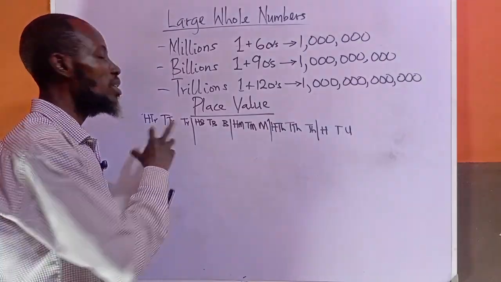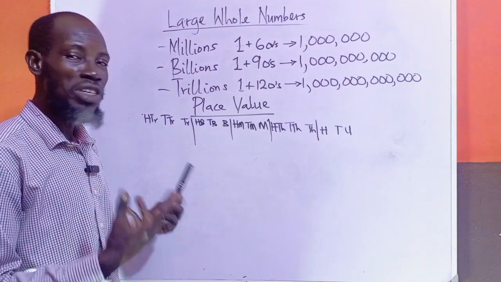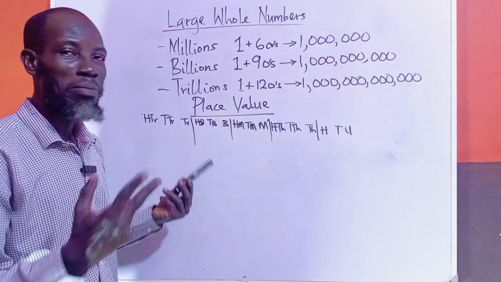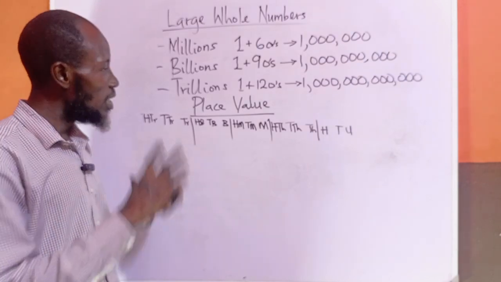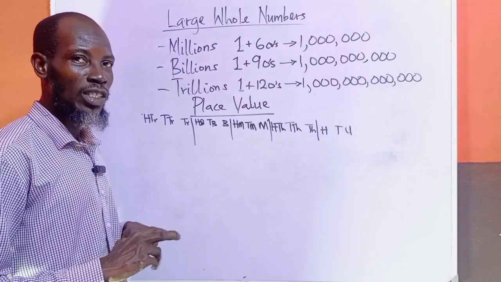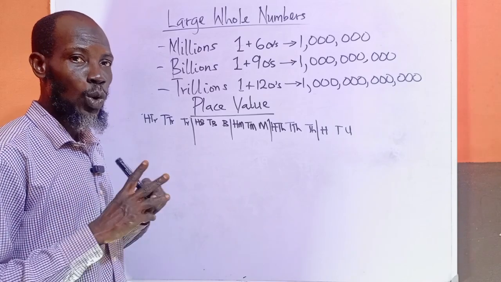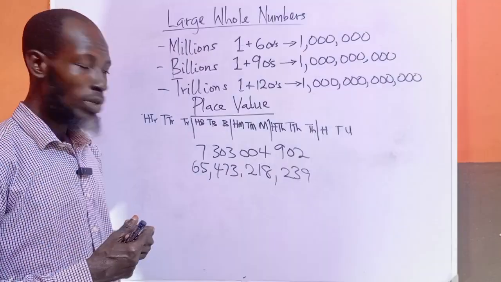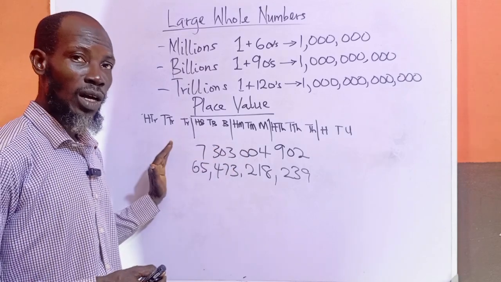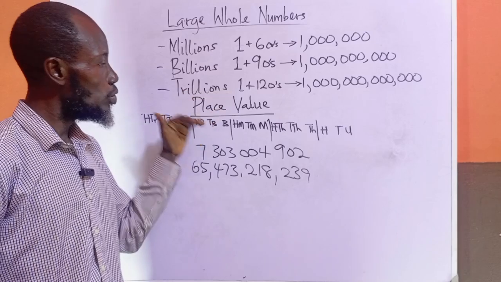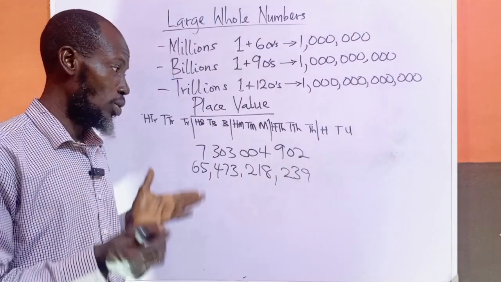So we can read numbers in trillions, in billions, and in millions, in that order. If you understand large whole numbers, it is very easy to read or write them. Let's look at these numbers to demonstrate in practical terms how to use the concept of place value to read or write large whole numbers.